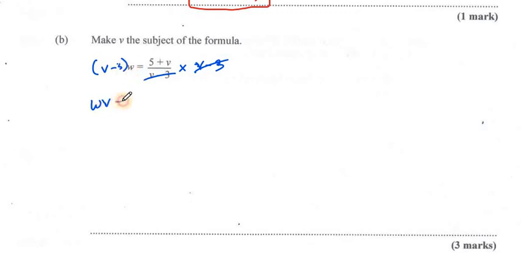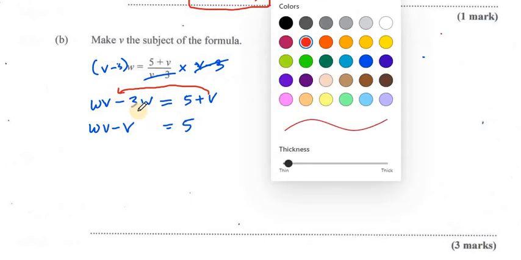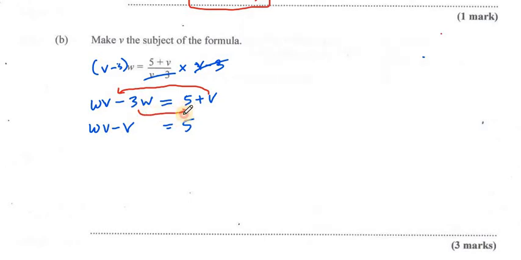And w times 3 is what? 3w. And all we're left with on this side is 5 plus v. So what we're going to do now is to get the v terms together. To get the v terms together, we're going to transpose this v over to this side. So we have wv, and this v goes over as a minus v equals 5. This negative 3w to the other side becomes a positive 3w.